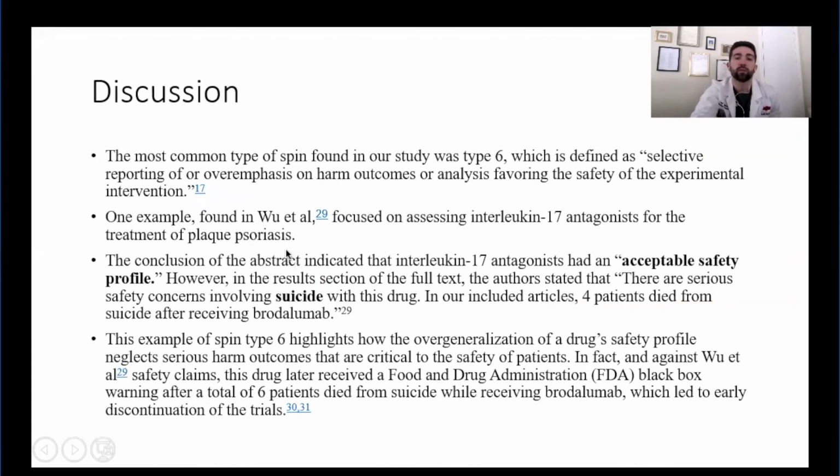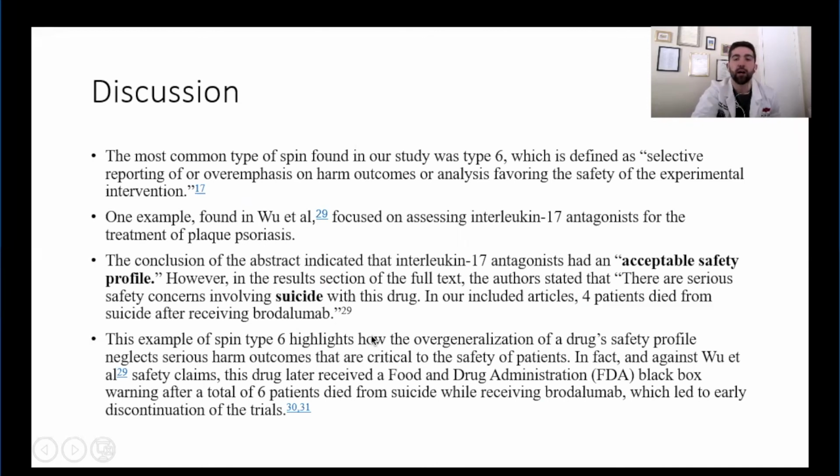One example we found was in the study by Wu et al. They were looking at interleukin antagonists for treating psoriasis. Specifically, the abstract of this study indicated that all the antagonists they looked at had, in quote, an acceptable safety profile. However, when we read through the results section, the authors actually point out that there were serious safety concerns involving suicide with this drug. And actually, after using brodalumab, 4 of the patients died from suicide.